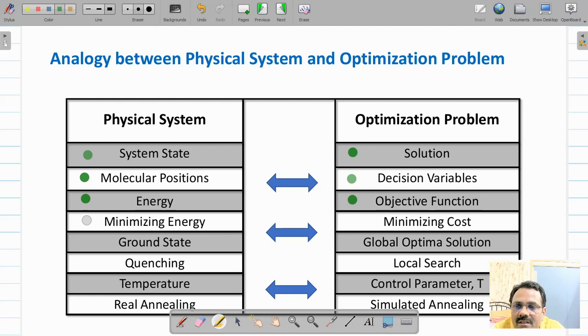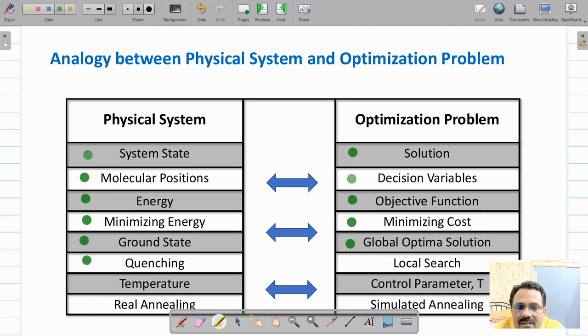In the thermodynamic system, the material moves to the minimum energy point. Material moves from a high energy point to a low energy state. In the simulated annealing algorithm, your objective is to minimize the cost. Here we have the ground state in thermodynamics. Here we say that the global optimal solution is reached.